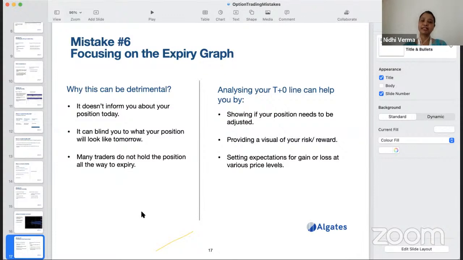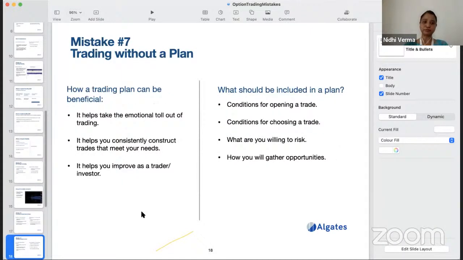Analyzing the T plus zero line can help you by showing your position, and whether it needs to be adjusted. You know that the trade is not going in your favor, so it needs to be adjusted. You know your risk and reward ratio just by seeing it, and it sets expectations for gain or loss at various price levels. So you should have an idea of how it will look, not just at expiry, but throughout the life of that trade. Last but not least, we want everyone to trade with a plan. That's the most important thing as a trader.